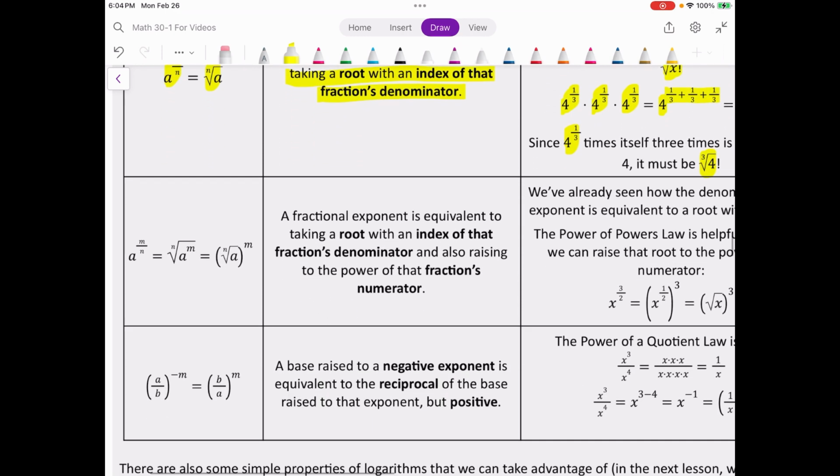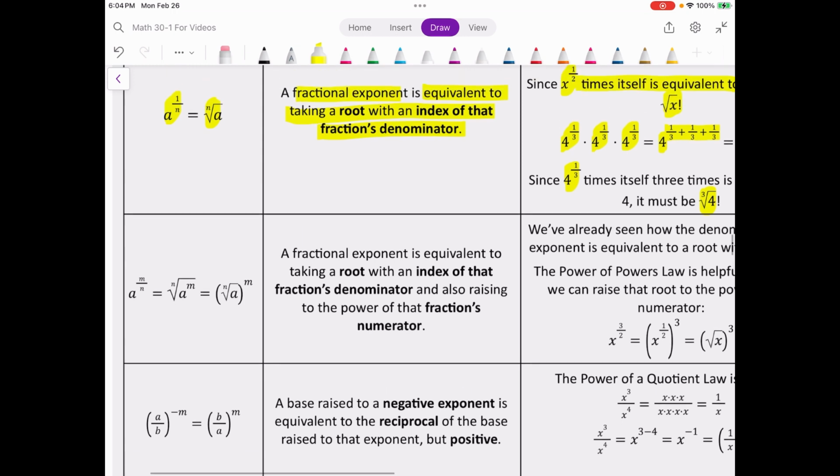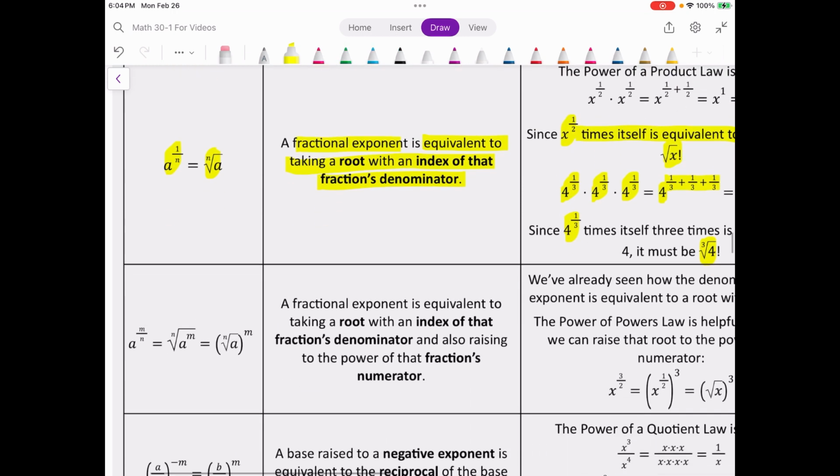Okay. And then this one just kind of takes it and combines it with what if the numerator of our fraction isn't 1? What if we have a to the m over n instead of just a to the 1 over n? But it's really just putting together this with the other exponent that's there, right? So if we have a to the power of m over n, it's the same thing as the nth root of a to the power of m, or alternatively the same thing as the nth root of a, all raised to the power of m.